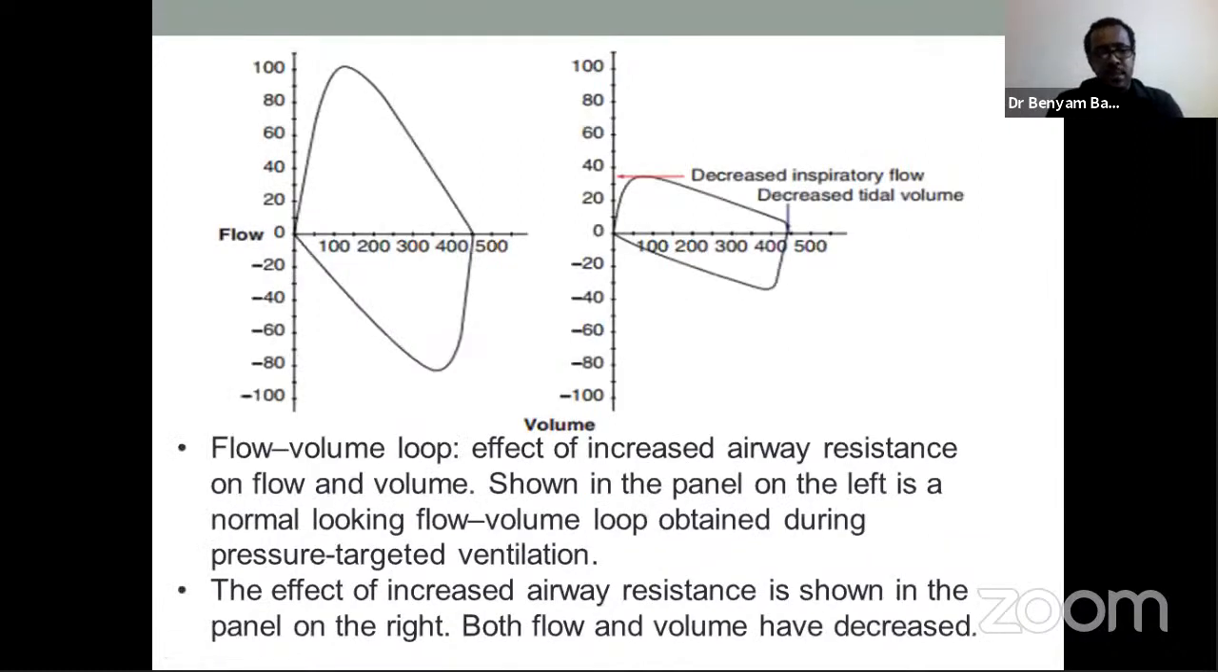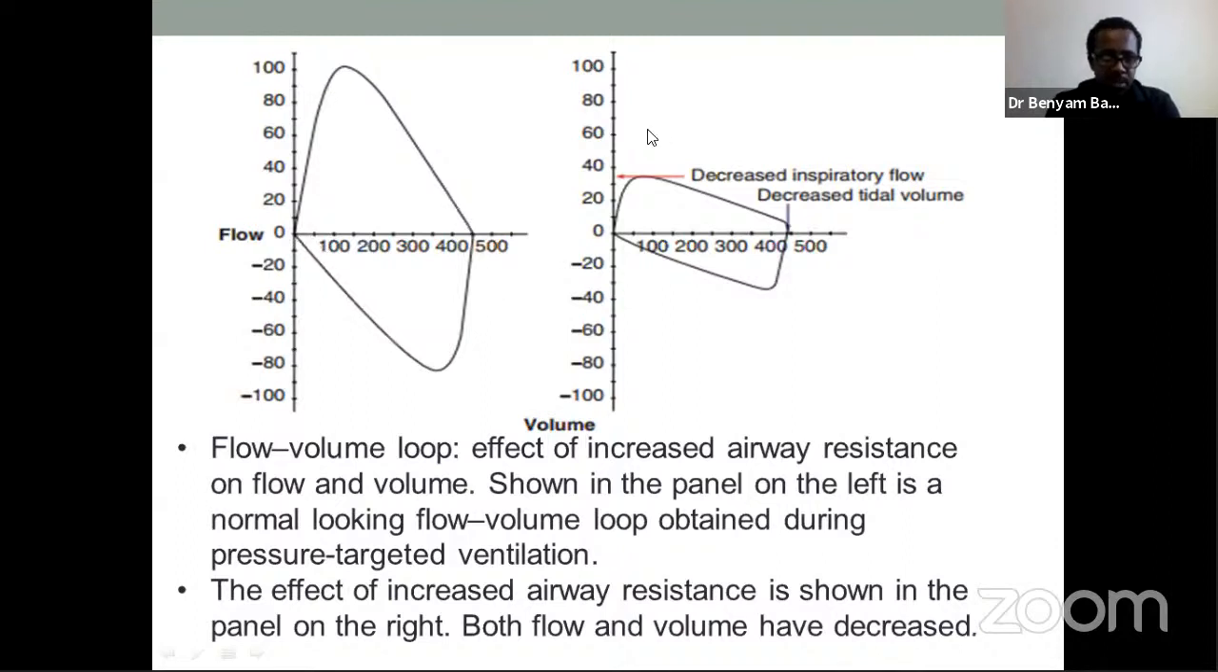So what happens whenever there is increased airway resistance on flow volume loops? The graph on the right shows the normal graph that we will have. During inspiration, the flow will peak up to 100 on this graph and drops down, then expiration proceeds. Inspiration is followed by expiration.